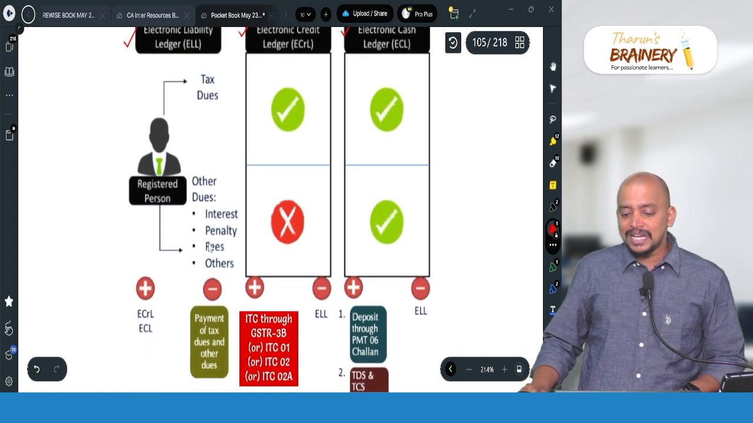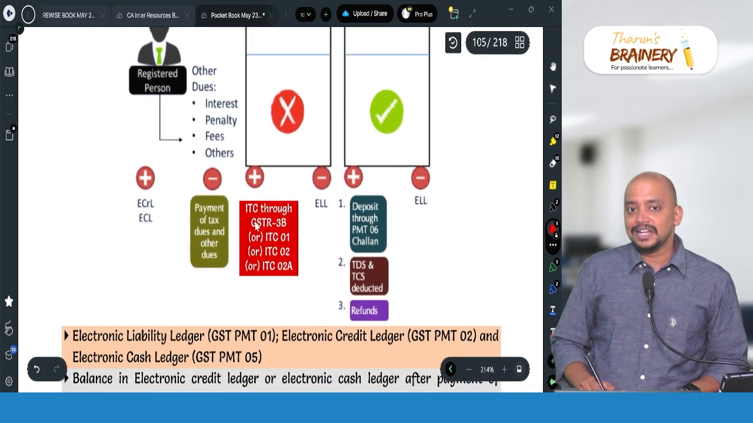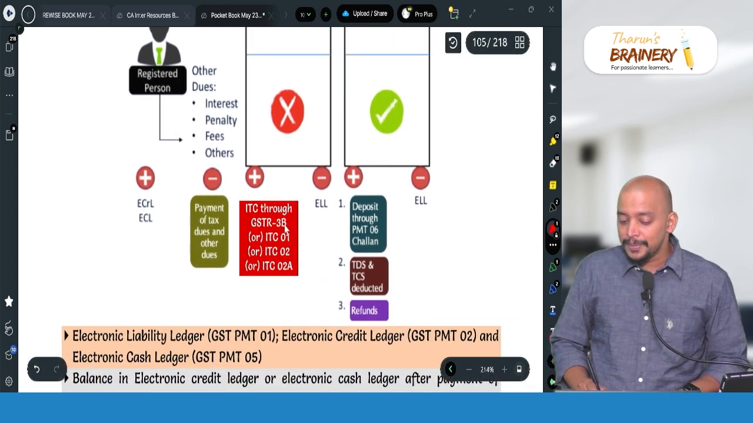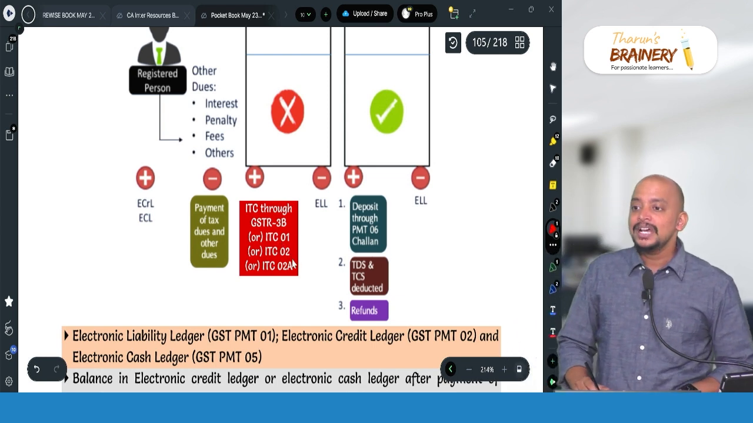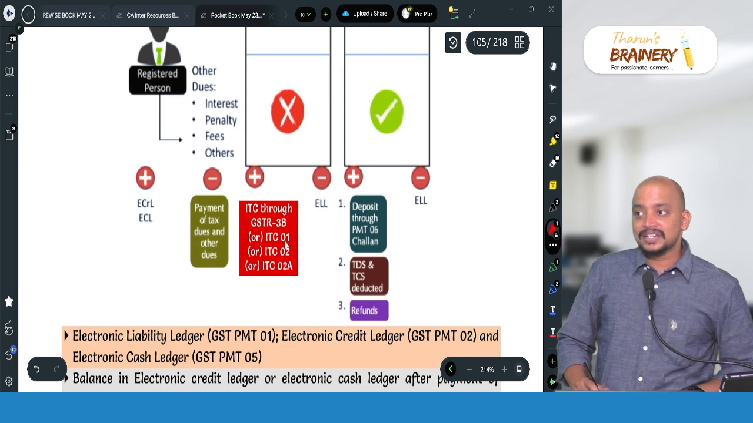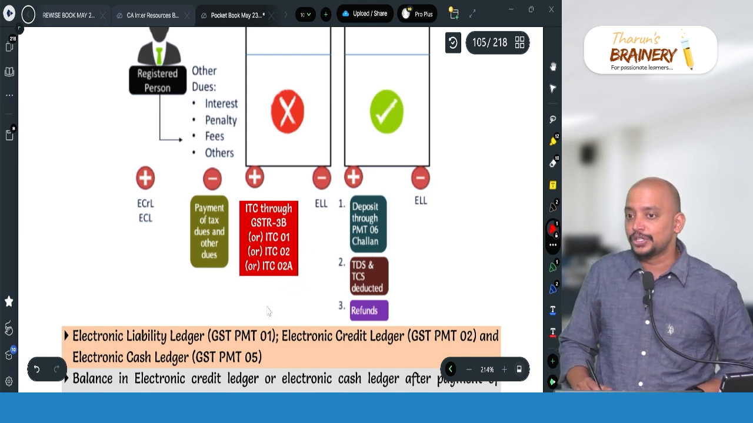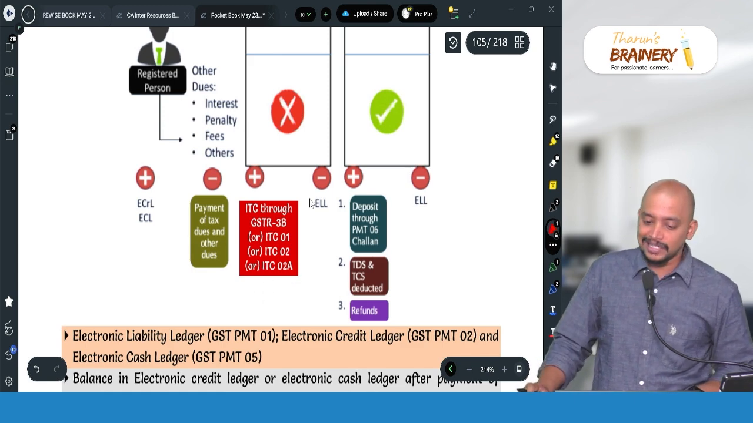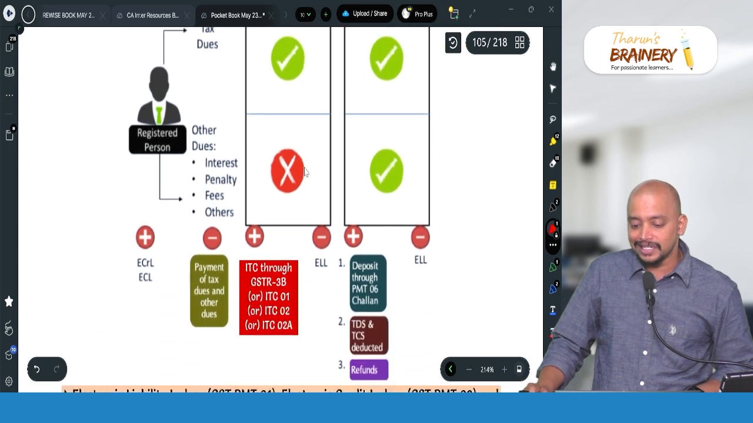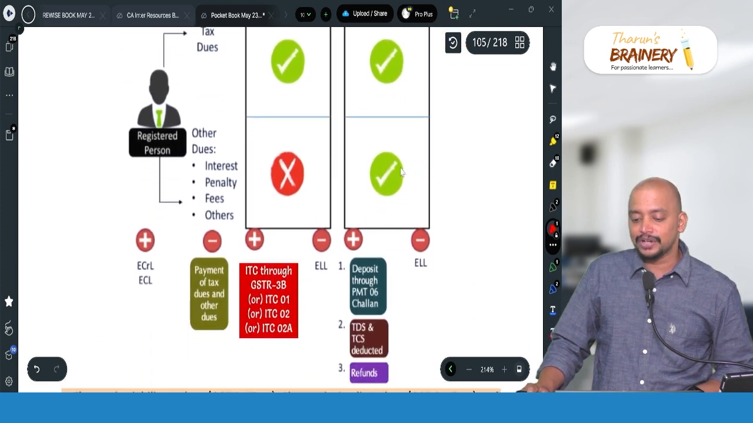And how the money will come into the electronic credit ledger? Either whenever we take ITC through GSTR 3B or ITC 1, that is availment of ITC on closing stock, or ITC 2, that is transfer of business, or ITC 2A, single registration getting separated into multiple registration. All those ITCs will come into electronic credit ledger, and the outflow of the credit ledger is for payment of liability ledger.